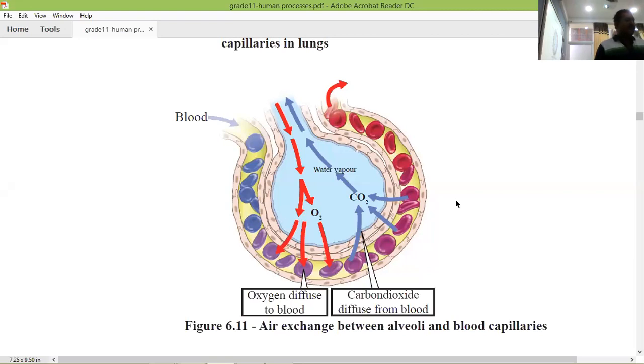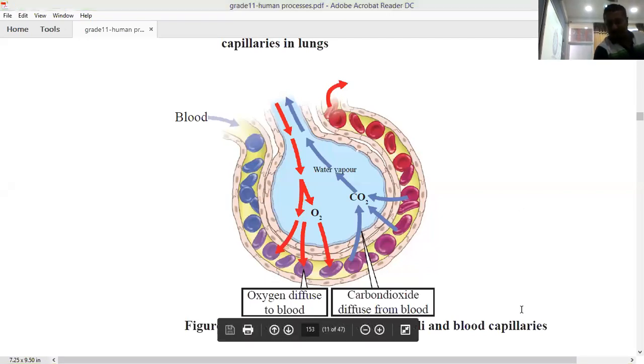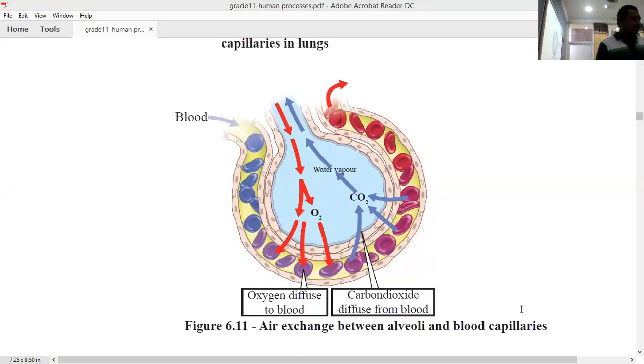Then gas exchange occurs in between the thin wall of the alveoli and the capillary walls.